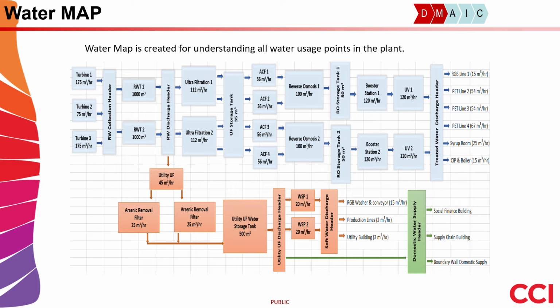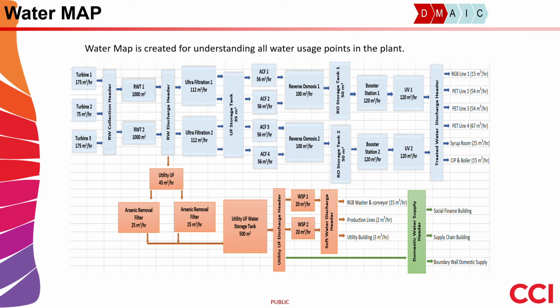Let's have an example of a water map for a process line. It starts from the turbines. We have three turbines, then the raw water collection header. After that we have raw water, two tanks of 100 meter cube each. Then we have the discharge header. After that we have ultrafiltration. There are two ultrafiltrations of 112 meter cube per hour.